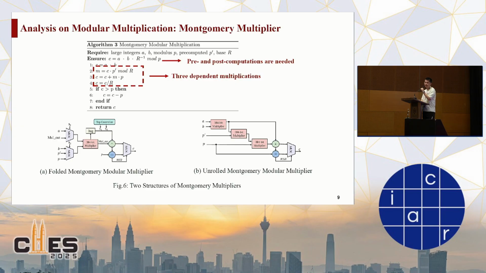More specifically, previous works always use the Montgomery modular multiplier, but we find some shortcomings in this algorithm. Firstly, the Montgomery modular multiplication always requires data in the Montgomery domain, so we need pre- and post-computation for the data. And secondly, the algorithm contains 3 dependent multiplications. Although one of them is for an arbitrary number and the others are for constants, the resource consumption is very high.